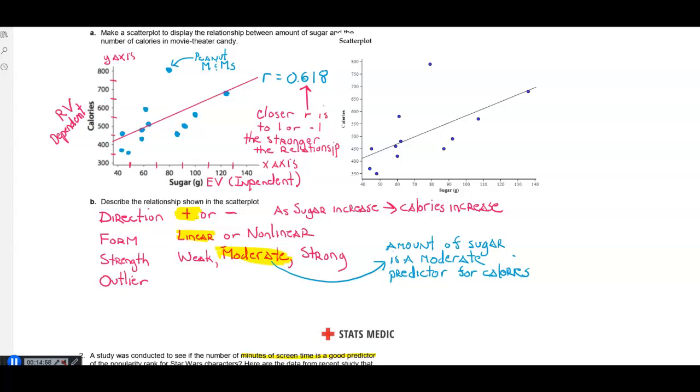All right, and then we kind of identified that we did have an outlier. It was probably the peanut M&Ms. That one's way far from the line. Peanut M&Ms.